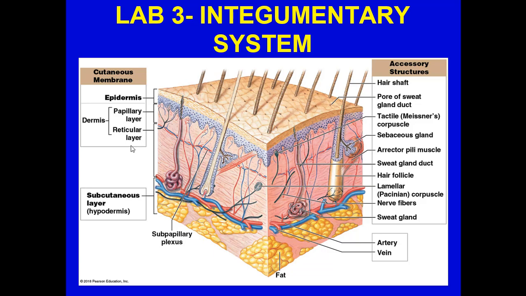But what we're going to do now is focus on the integumentary system, the skin. The primary layers are the epidermis. This is all what makes up what they call the cutaneous membrane. And then we have the dermis, which has two layers, a papillary layer, which is next to the epidermis, and then a reticular layer, which is much lower, which contains a variety of accessory structures, and eventually is at the boundary of the subcutaneous layer, which they also refer to as the hypodermis.